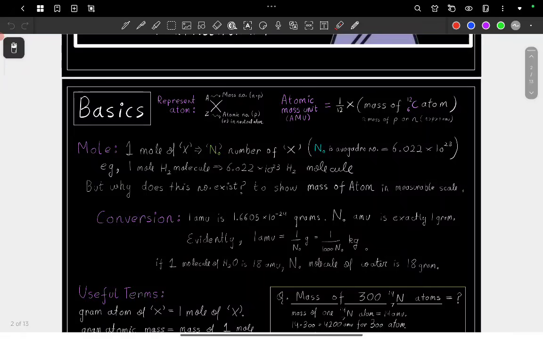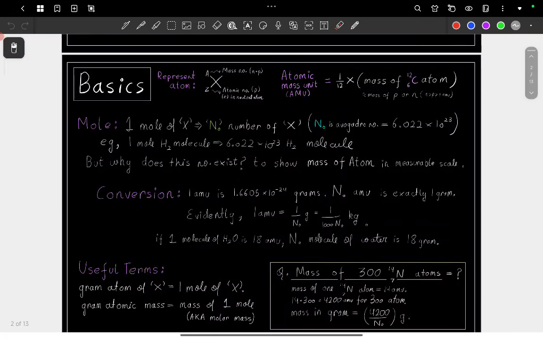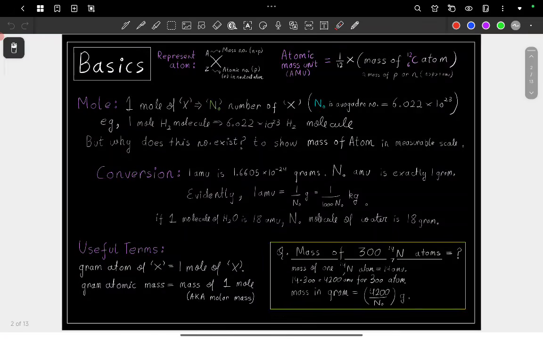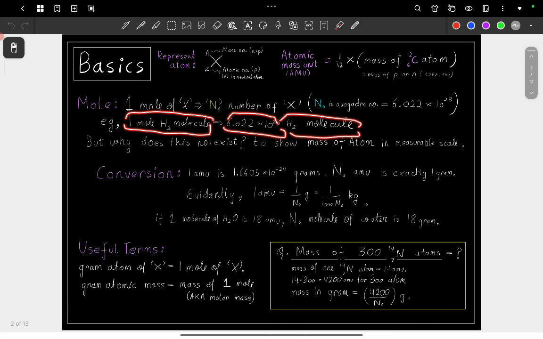1 mole of steel bottles, that means I have 6.022 into 10 raised to the power 23 steel bottles. That is a lot of steel bottles, but yeah. If I say 1 mole of H2 molecules, that means I have these many H2 molecules. If I say 1 mole of H2 moles, that means these many moles of H2. Now you understand?